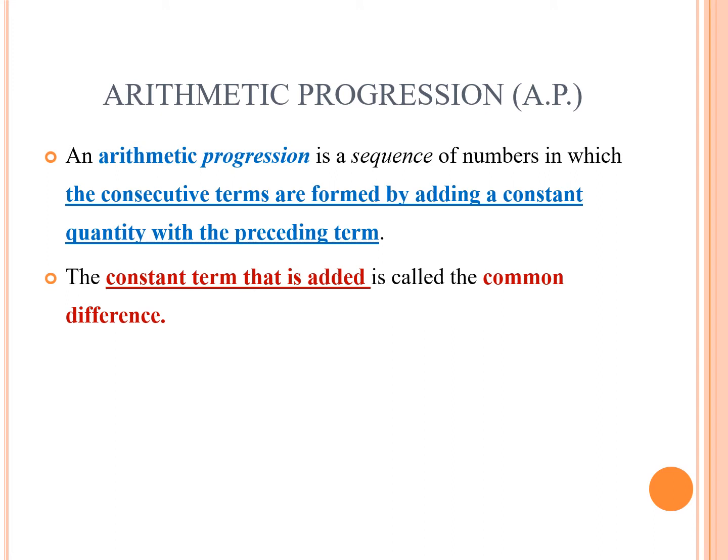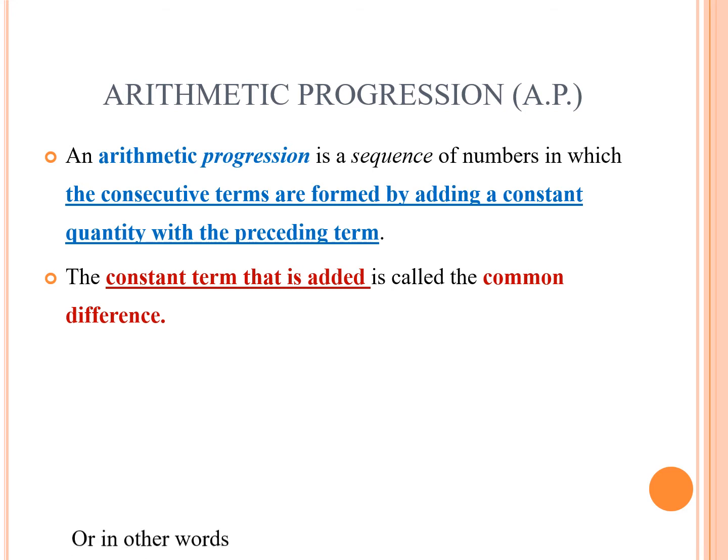The constant term that is added is called the common difference. Common difference of an arithmetic progression is the constant term that is added to each term to get the following term.